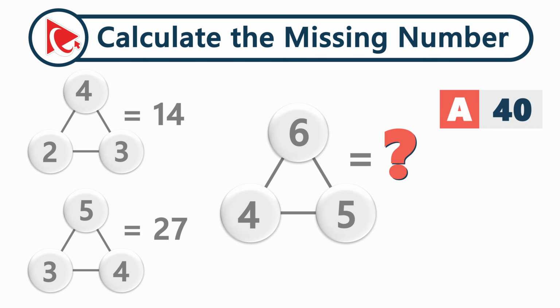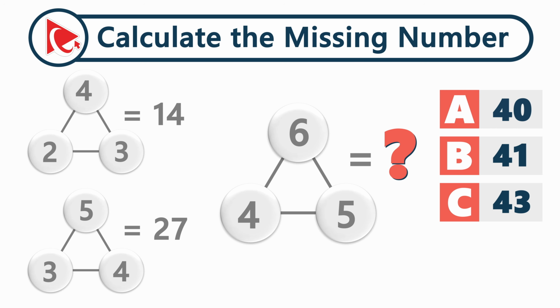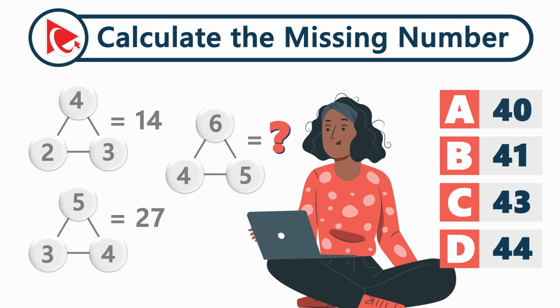Choice A, 40, choice B, 41, choice C, 43, and last but not least, choice D, 44. Now, here's the plan. Take your time, just like you would on the actual test. Carefully think through the problem, eliminate the wrong choices, and check your final answer. And once you're done, we'll go over it together, and I'll explain the solution in detail.